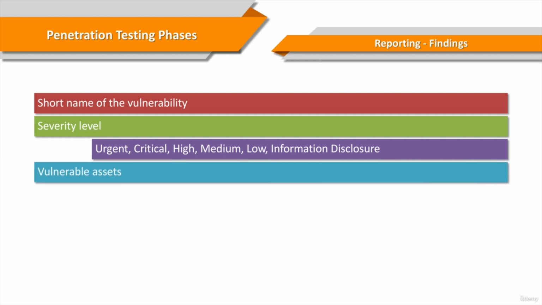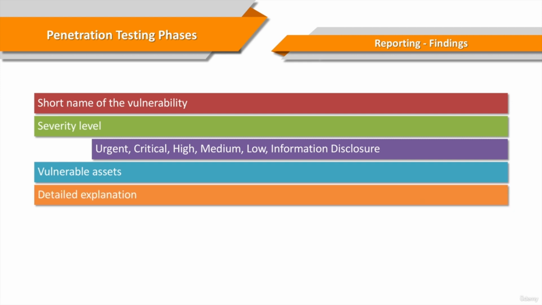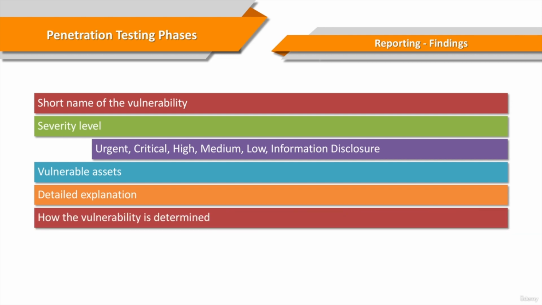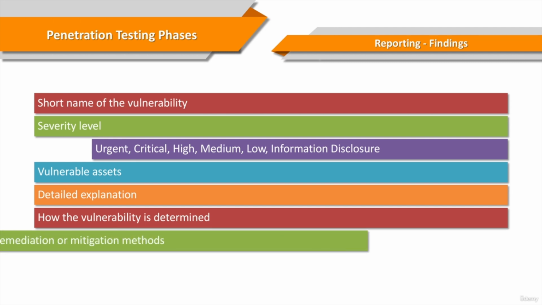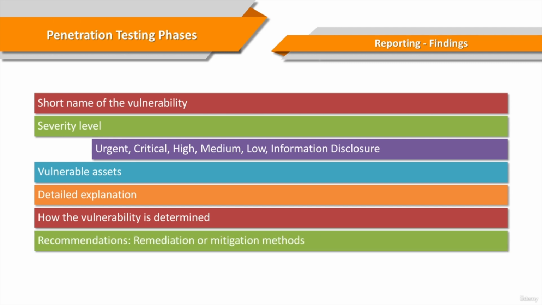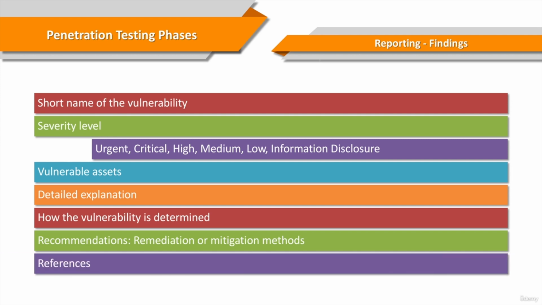The list of vulnerable assets. Which assets in particular have this vulnerability? A detailed explanation of the vulnerability to show the possible consequences. A brief summary of how you identified the vulnerability, and support this section with screenshots wherever possible. Recommendations to remediate or at least mitigate the vulnerability. And finally, share the references about the vulnerability to let the system owner find out more about it.